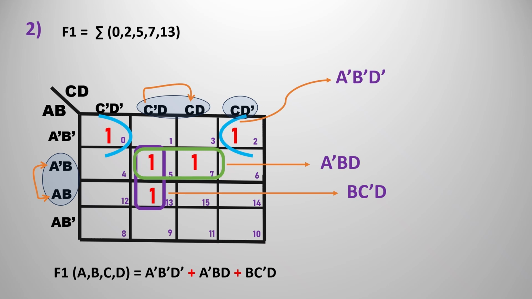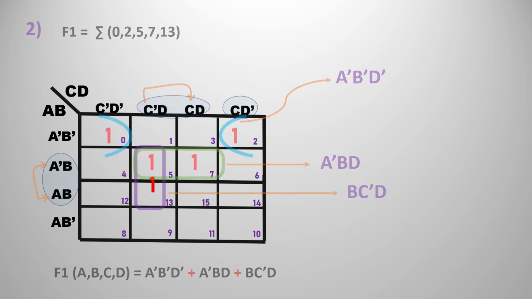If you see the green highlighted group, that is A bar, B, because that is present in the same row, and D because D is the same. That is the output. So add them all, that is our final output equation. You can observe that we had 5 terms, 0, 2, 5, 7, 13, and it has been reduced to 4 terms.